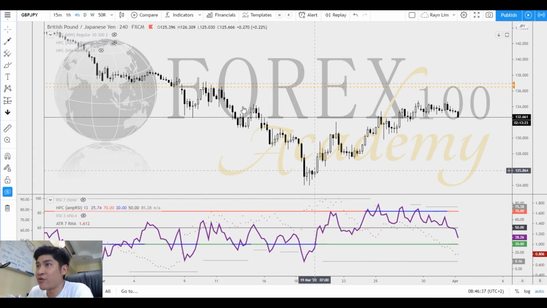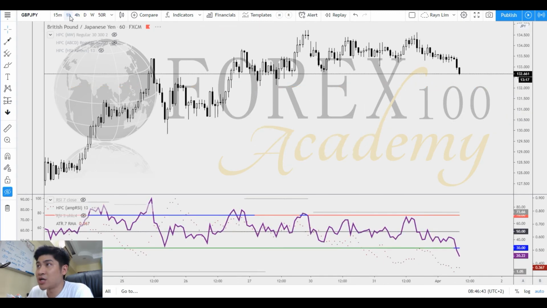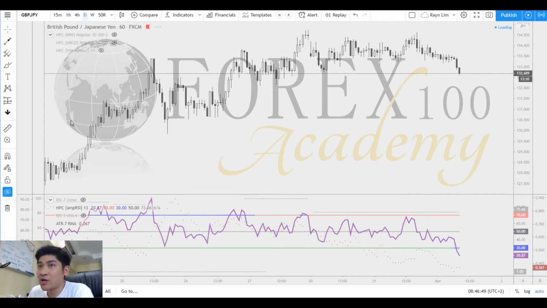Okay, this is what we have on the 4-hour chart, quite a V bottom. Right now bearish signs start to show up. To the 1-hour chart, this is what we have. If a break and close below, that'd be great. I'll wait for a retracement before I short it.